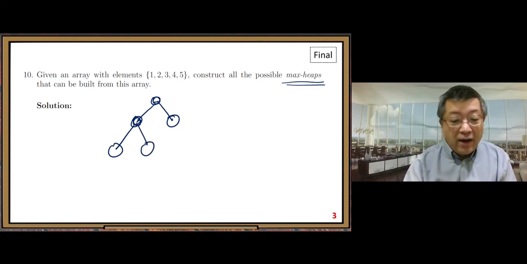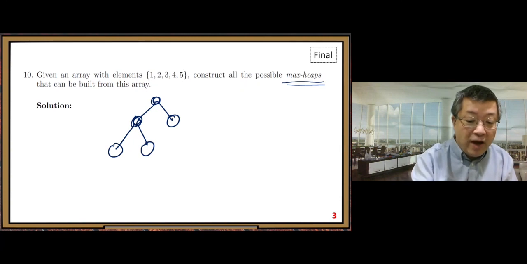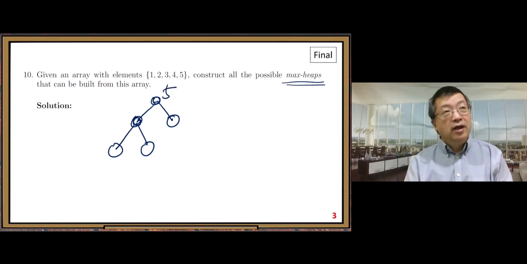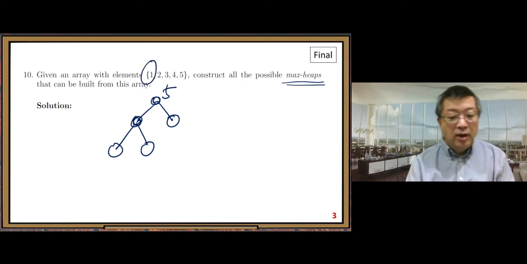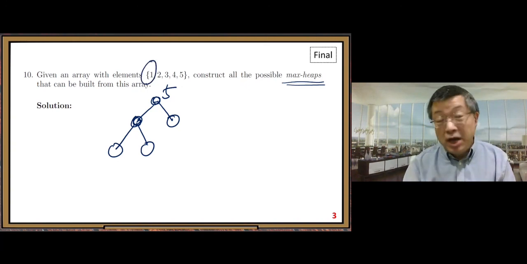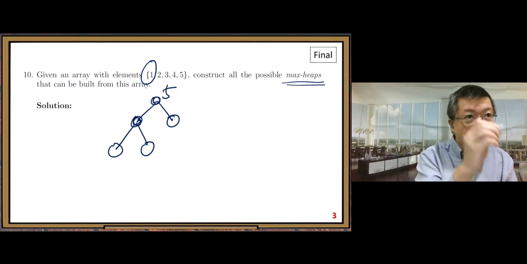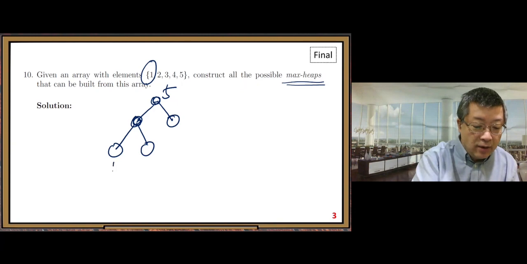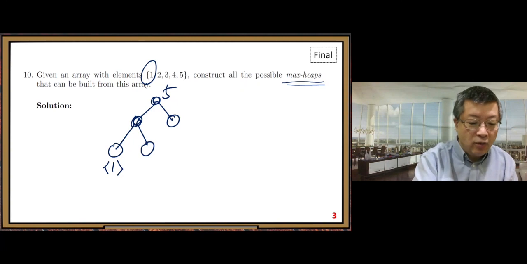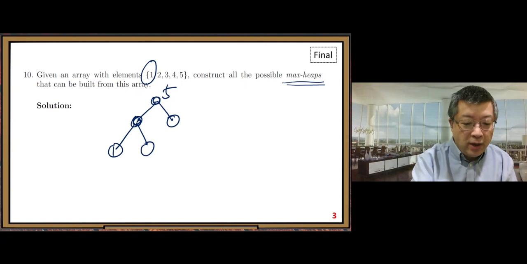Okay. Then the max heap, value 5 must be at the root. Right? Value 5 must be at root. Yeah. So then the value 1 must be at leaf, right? Cannot be internal. Must be at leaf. Yeah. So 1 can appear in 3 possible places. This is one possible case. So 1 here. 1 here. 1 can also be here. Also be here. All right.